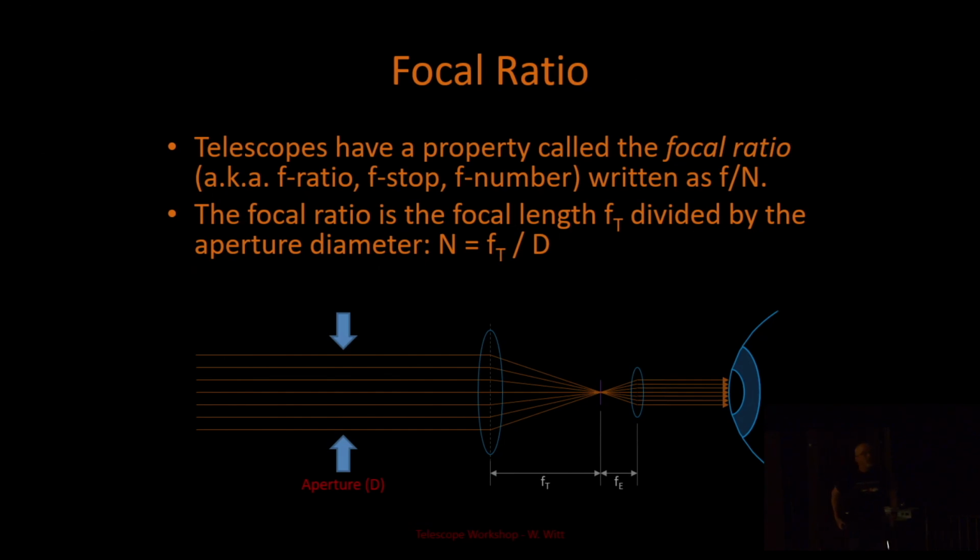Okay, the last thing I'll bring up here, I think, is a thing called focal ratio. And I'll tell you right now, this is one that confused me when I was first getting into this. If you've done photography, you'll have a concept of this. But let's look at it together. Telescopes have a property called the focal ratio. It's also called f ratio, f stop, or f number. It's written as f over n, where n is some number, like 7 or 5. And it's basically defined as the focal length of the telescope lens, the objective lens, sorry, I keep saying it backwards, divided by the aperture.